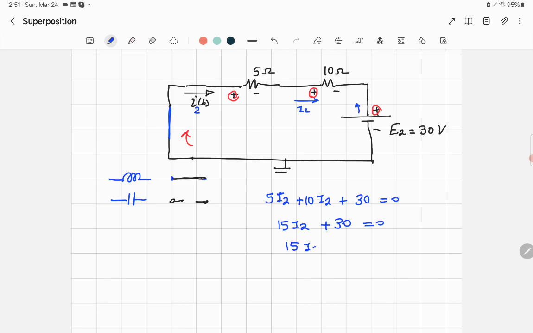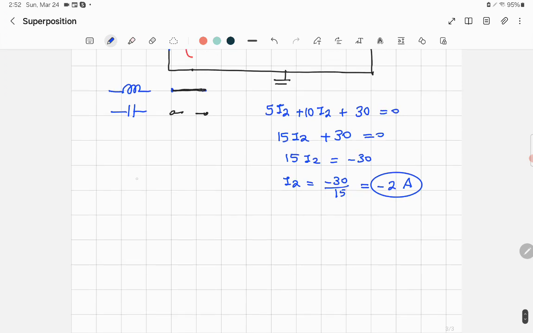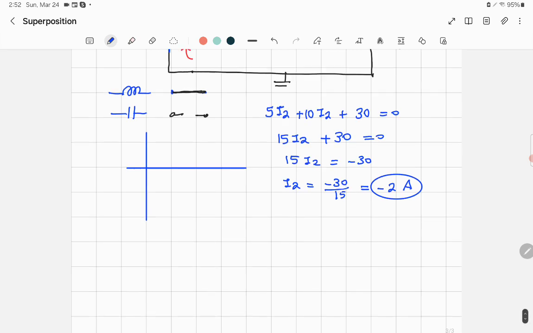So 15I2 is equal to negative 30. So I2 is equal to negative 30 divided by 15, equal to minus 2 amps. So I got the current equal to minus 2 amps, and I kept the same direction here by applying Kirchhoff's voltage law. So I got the two components. How do you sketch this one? Oh, that's easy. It's DC and it's equal to negative 2.